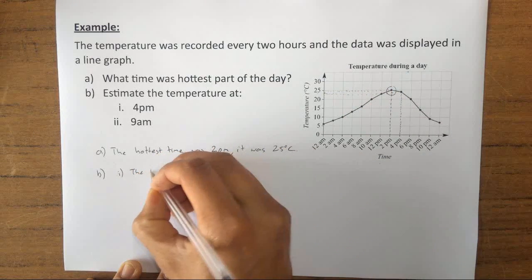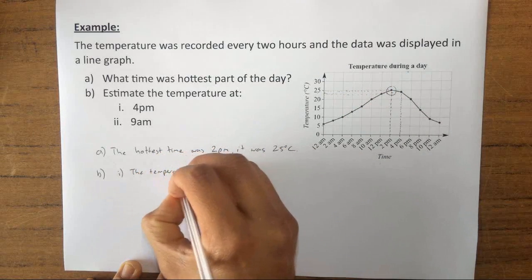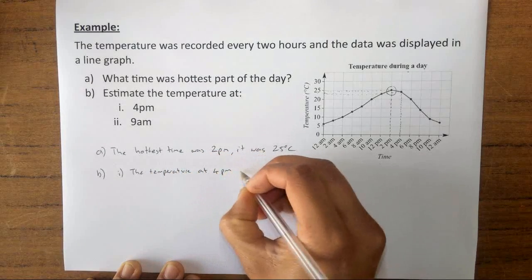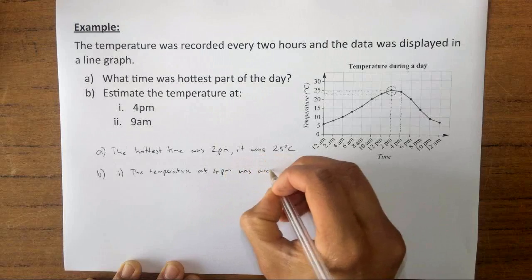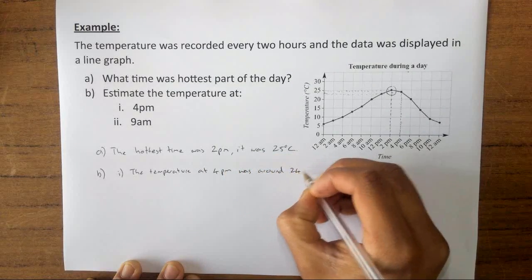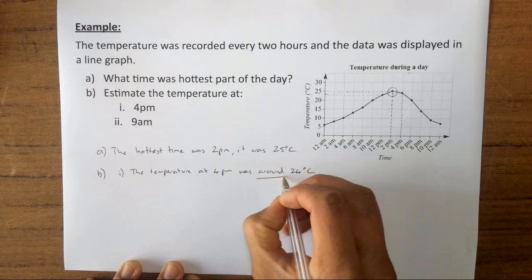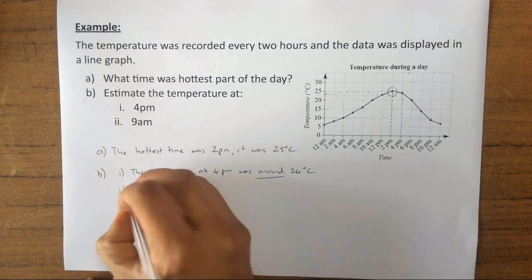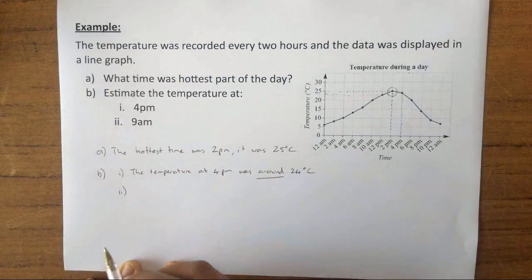So the temperature at 4 p.m. was around 24 degrees. The word around there shows that we are estimating. We're not saying it exactly was, we're saying it was around. Let's have a look at 9 a.m.